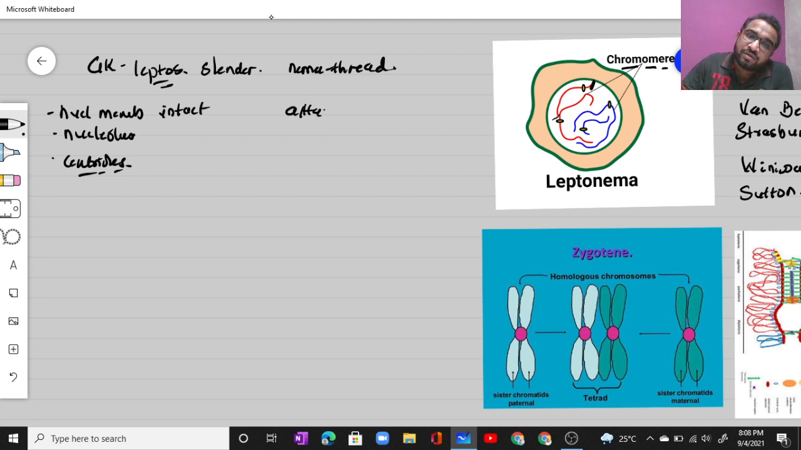That is called an attachment plate. And these chromatin fibers of the interphase nucleus shorten and get elongated, and the chromosomes become completely clear over here.